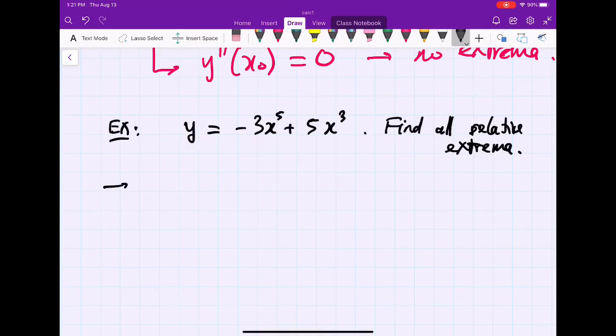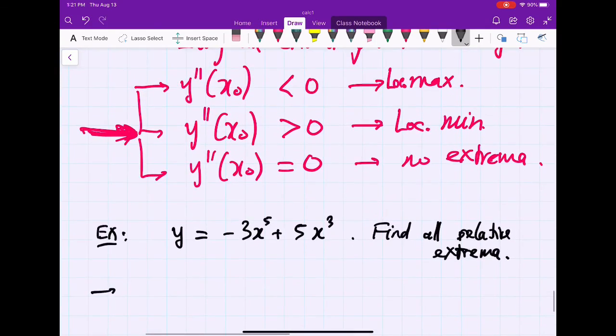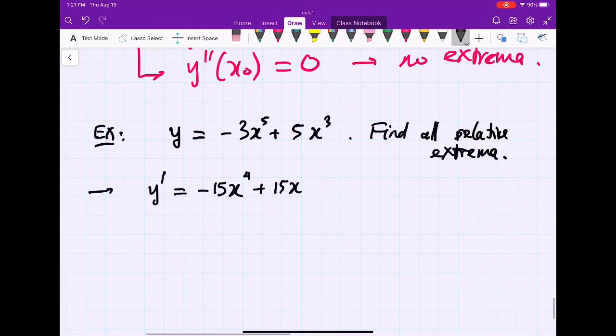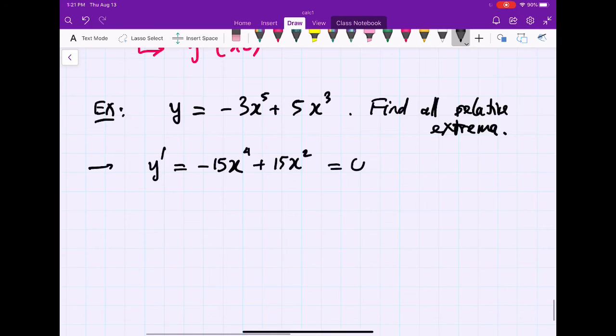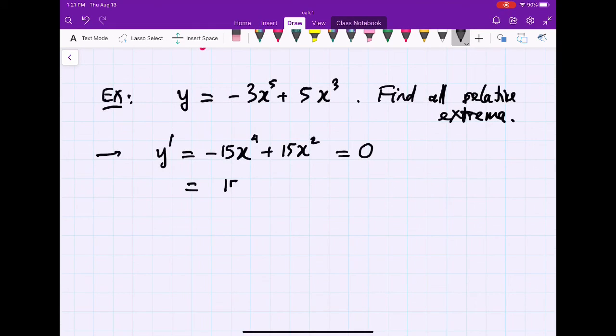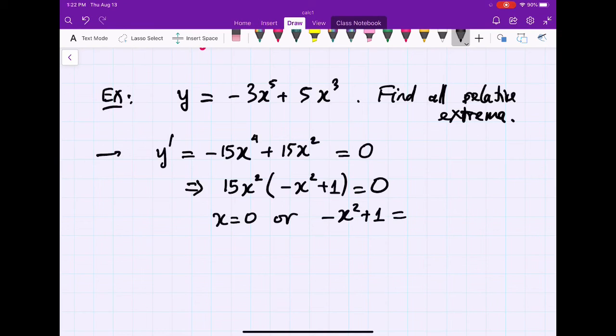So I need to find all critical points, right? As we have seen here, 5 critical points. So I need to take the first derivative, that is negative 15x to the fourth plus 15x squared. I set this equal to 0 because the derivative is defined everywhere. We have only one case, the derivative equal to 0. So I factor 15x squared out. I get negative x squared plus 1 equal to 0. Then from here I get x equal to 0 or negative x squared plus 1 equal to 0.